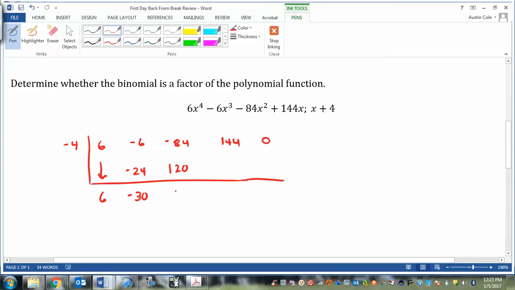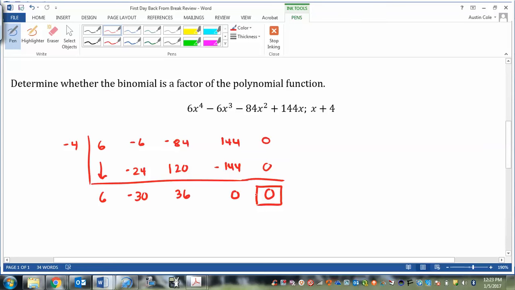Oh, what's this? Is this 36? 36 times negative 4 is going to be negative 144, and I will get a 0 there when I add, then multiply times a 0, add to get a 0. So this is in fact my remainder, and that is 0.